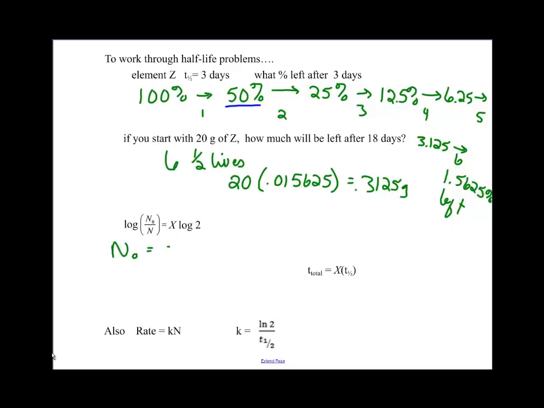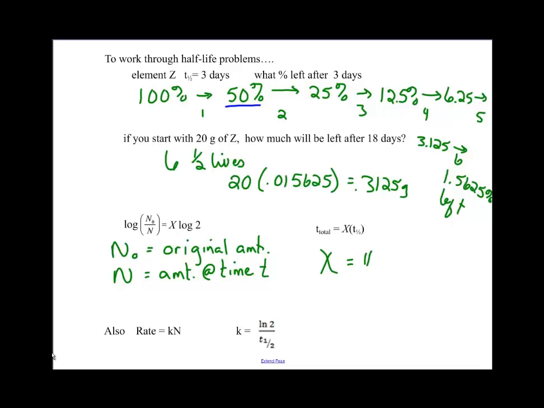Again, N sub 0 is my initial or original quantity. It can be grams, moles, percentage, counts, nuclei. N is the amount of my material at time t. Time t is the total amount of time that has passed since the beginning, and I find the total amount of time by taking the number of half-lives, x, and multiplying it by the time for one half-life.